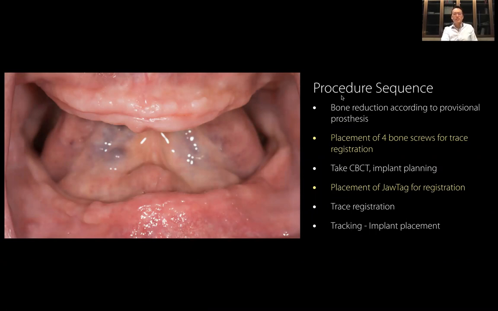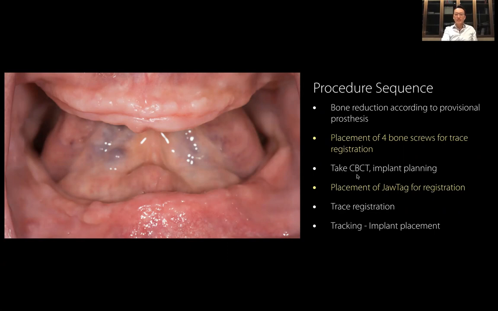And basically, the procedure sequence is that first I'll do bone reduction according to my provisional prosthesis. And then I will place 4 bone screws for the trace registration process. As we saw in the previous case, because it was a partially edentulous patient, we had a number of teeth we could do the tracing on. But with edentulous patients, there are no teeth to trace on, so we need to put in a number of bone screws so we have somewhere to trace on.